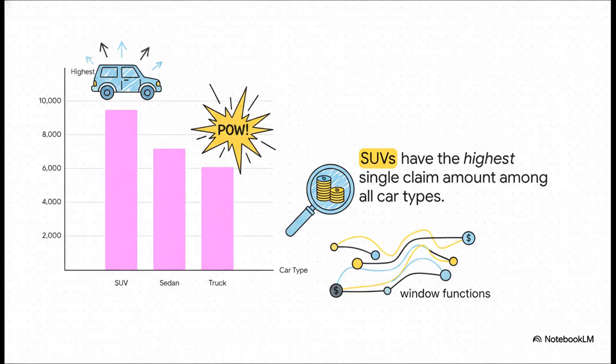And boom, there's our answer, clear as day. The single highest claim for an SUV was $9,500. For a sedan, it was $7,200. We didn't just get a long list of numbers. We answered a specific, really valuable business question by finding those hidden heavy hitters in each category. That is the power of window functions.